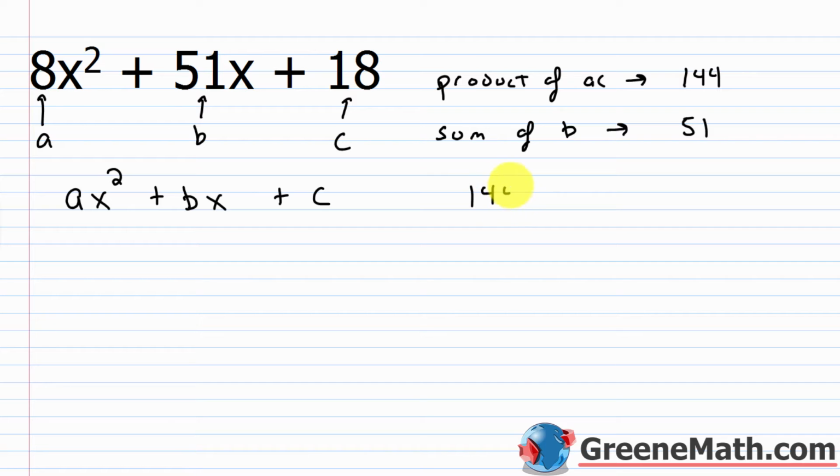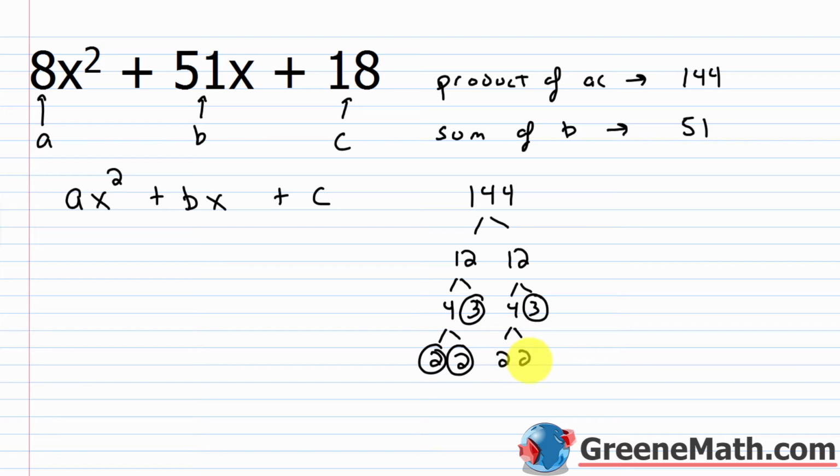And I could do that with a factor tree, or I can just go through things. It doesn't really matter. Let's just make a factor tree. 144 is what? 12 times 12. Most of us know that. And then 12 is what? It's 4 times 3. We know 3 is prime. And then 4 is 2 times 2.